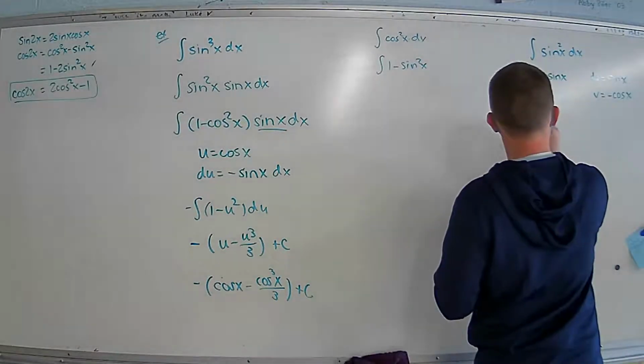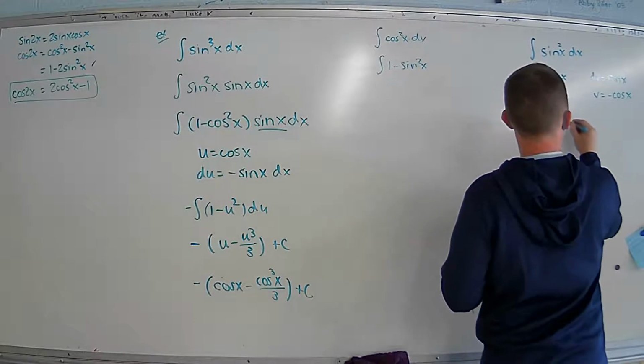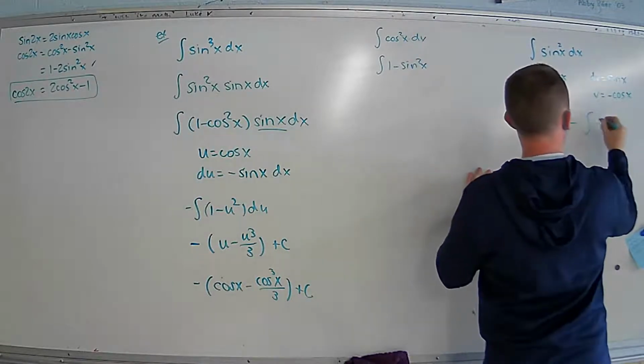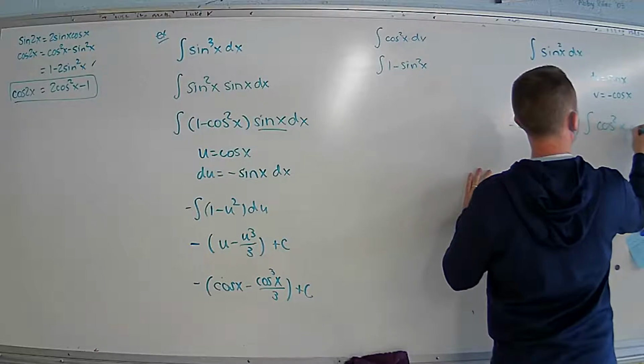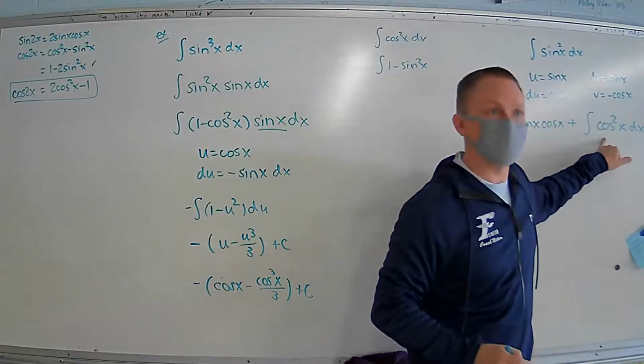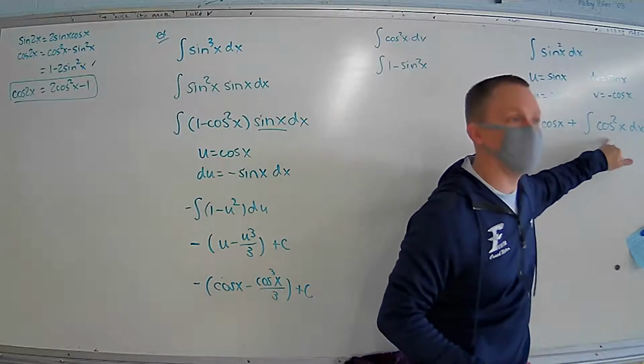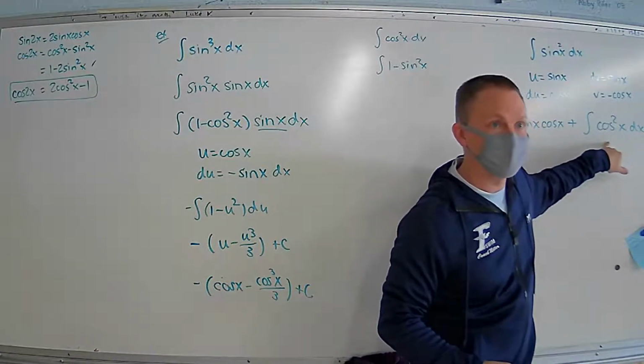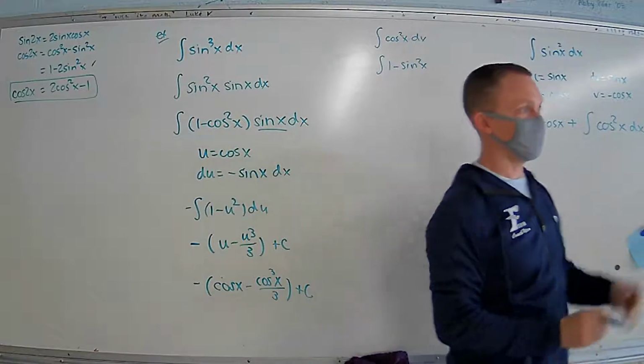uv minus the integral of v du. Okay, and that's going to end up being plus. You don't do it by parts again. You change it to 1 minus sine squared. Okay.